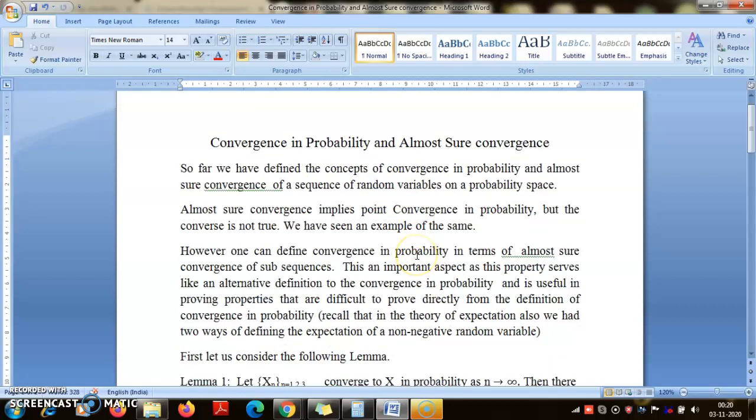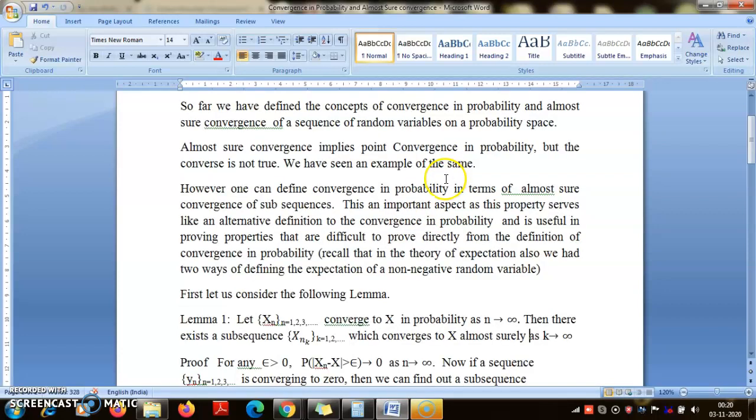Now, however, there is a connection, a way to define convergence in probability in terms of almost sure convergence. This concept is very important because it almost serves as a second definition of convergence in probability. Like you recall, when we were defining expectation, we had a definition of expectation of a non-negative random variable first using supremum. But using that definition, some properties were difficult to prove. Later on, we developed a second definition after we had studied the convergence theorems like the MCTs, right?